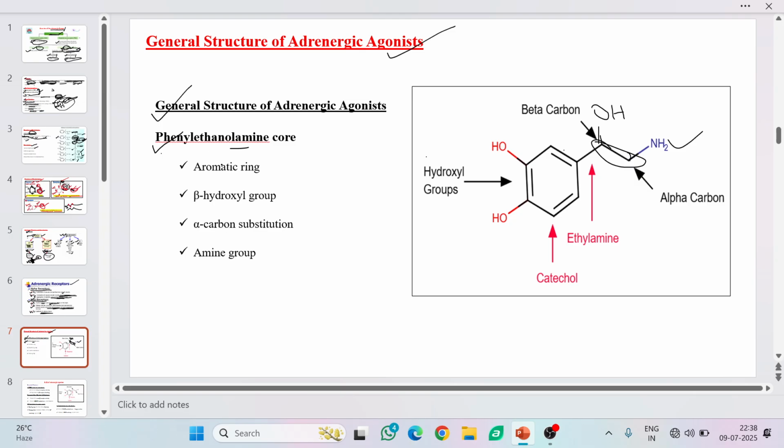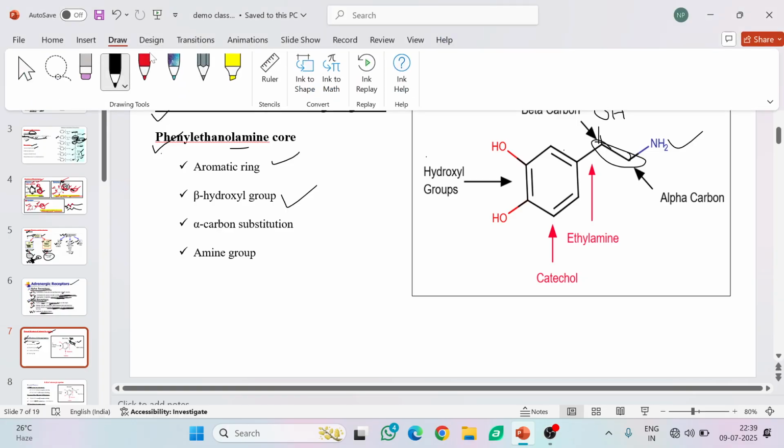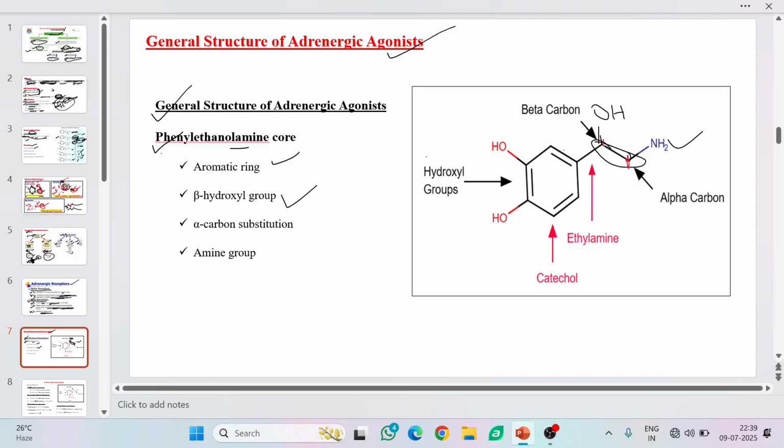So what are the basic groups present? The aromatic ring, this aromatic ring you can see. Then the beta hydroxyl group. I already told you this carbon is the alpha carbon, and this is the beta carbon. So the beta hydroxy is here at the beta carbon. Then alpha carbon substitution. In some cases, as we will see in upcoming slides, there is substitution at this alpha carbon.